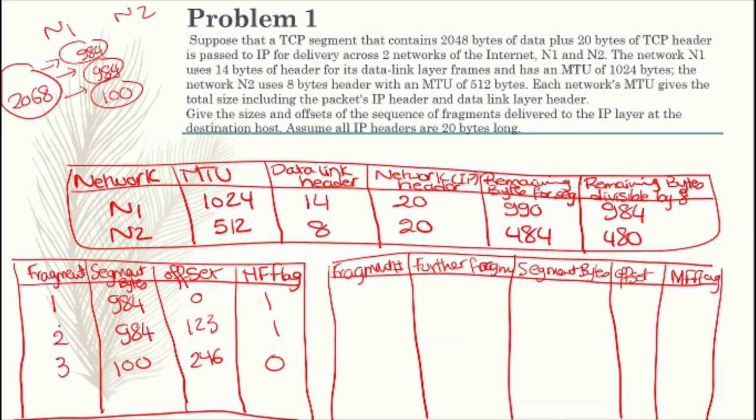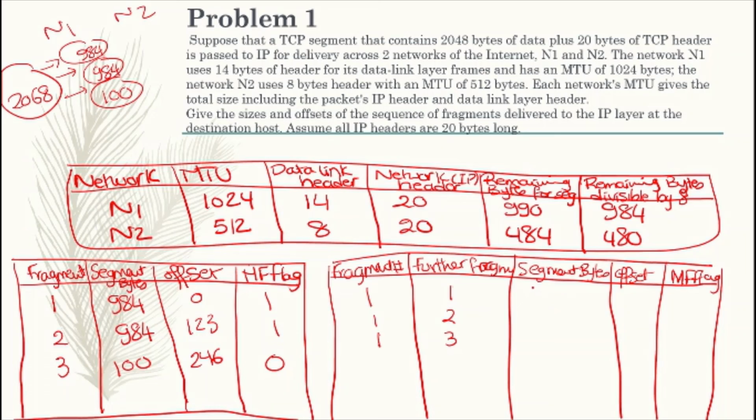So the first fragment was of size 984, and the maximum segment size N2 could allow is 480. So I now need to know how many segments I can further fragment this fragment into. So I'll simply divide 984 by 480, which gives us 2.05. So that means we need three further fragments. So this fragment will be fragmented into 3 fragments in order to pass through N2.